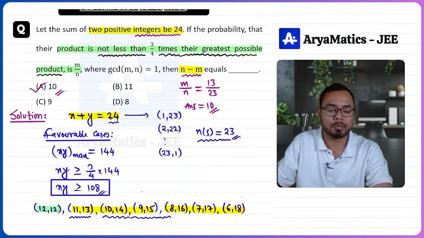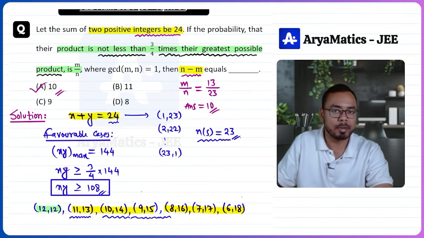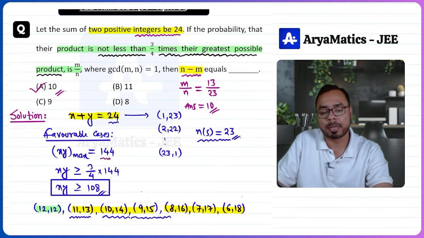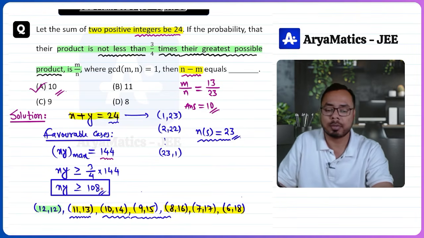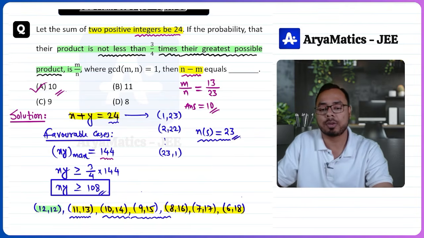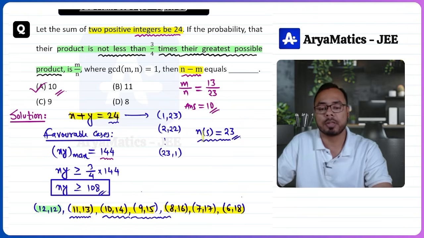Right, so this was again a problem on a basic concept that you have to be aware of: for two positive numbers, if their sum is constant, the product is maximum when the numbers are equal. And from there we got this favorable case that x into y should be greater than or equal to 108. 13 favorable cases and total 23 cases. So therefore probability will be 13 by 23. And finally the correct answer for this problem is first option.